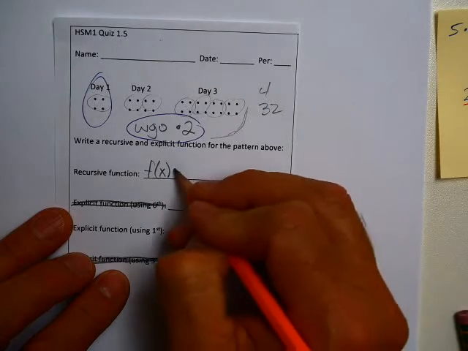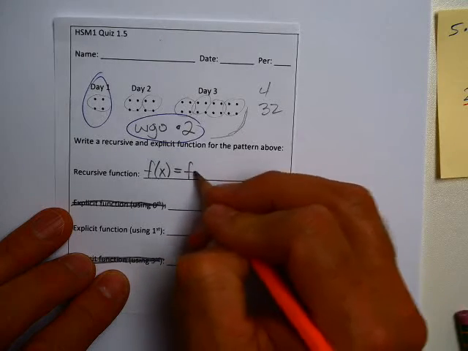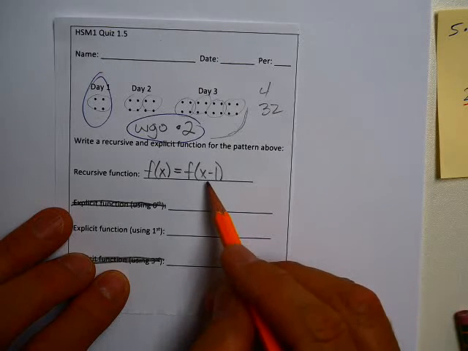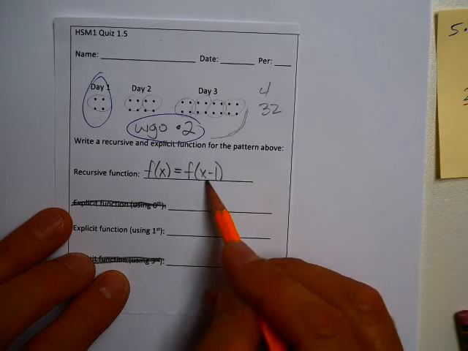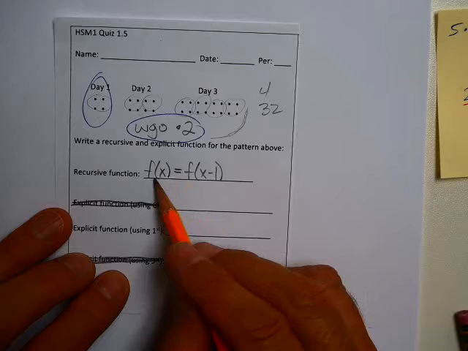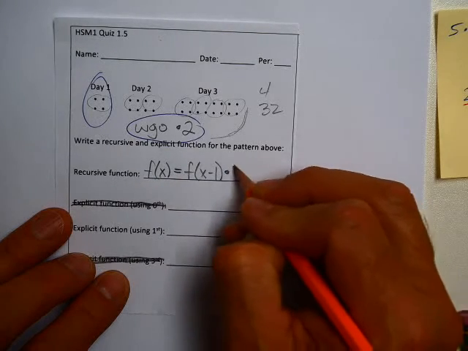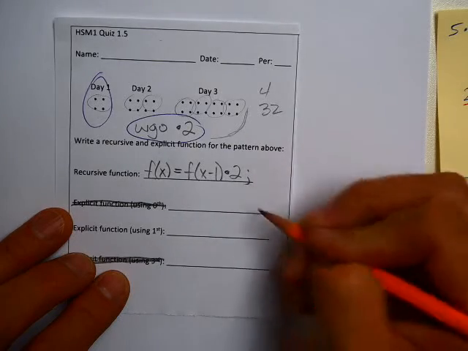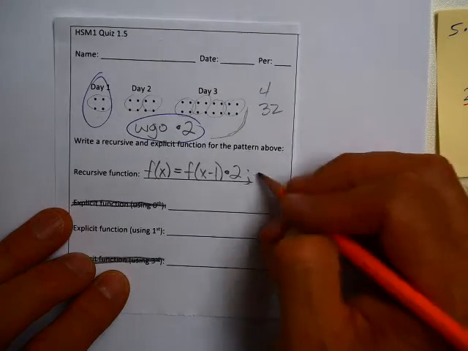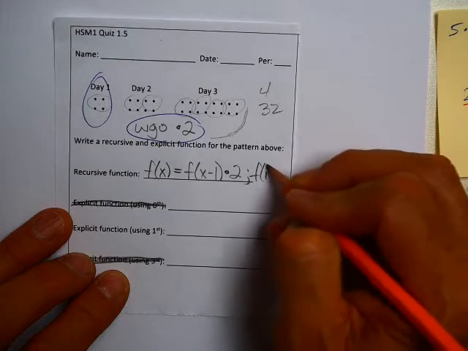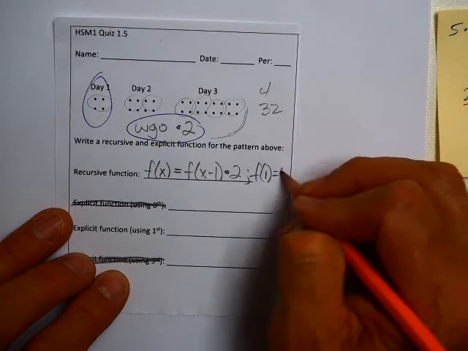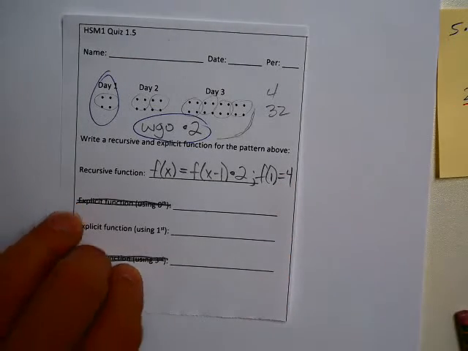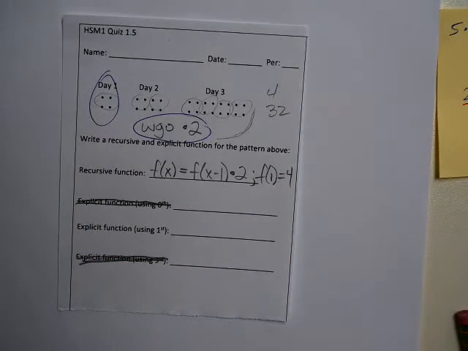F of x, the next term in the sequence, equals f of x minus 1, the previous term in the sequence, or the previous day's value. What do I have to do to the previous day to get to the next day? Well, I have to multiply it times 2. Now, a computer has to know where to start that pattern, so we say on day 1, f of 1 equals 4. Those are parentheses, not a circle around that 1. I just didn't do a very good job of it.